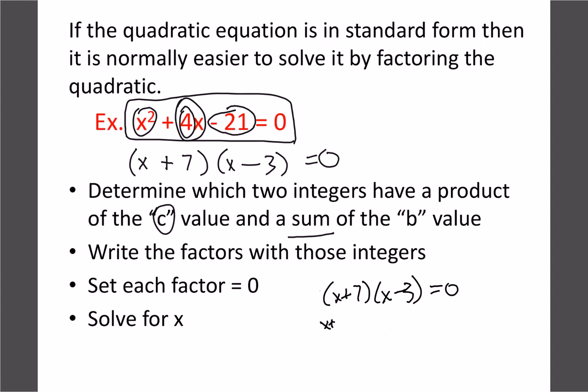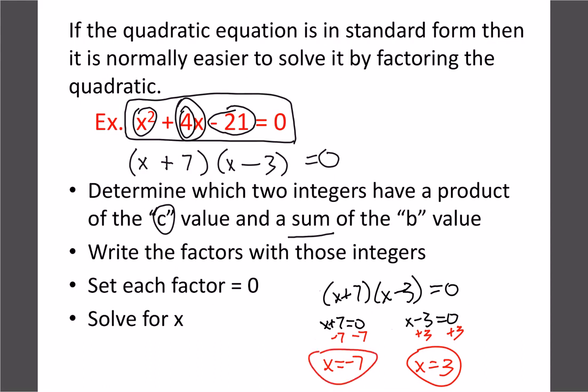So our first one would be x plus 7 equal to 0, and our second factor is x minus 3 equal to 0. To solve this, we just basically do the opposites. So minus 7 on both sides, we get x equals negative 7. This one we want to add 3 on both sides, so we get x equals 3, and those will be our two solutions.